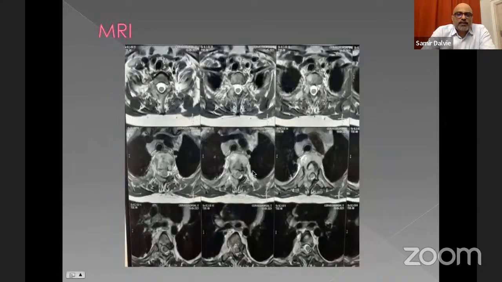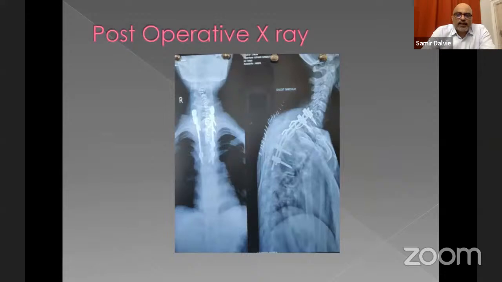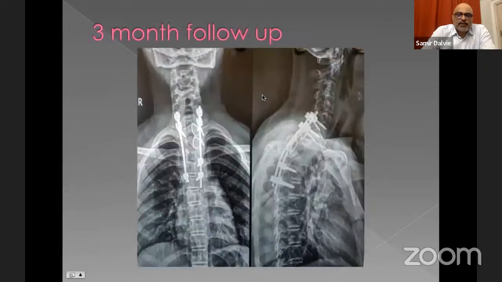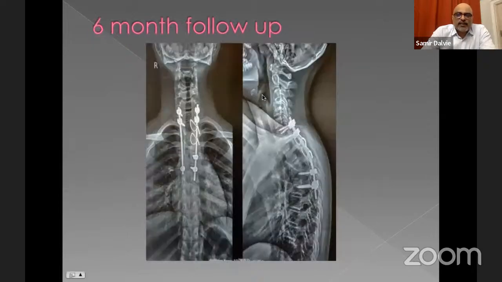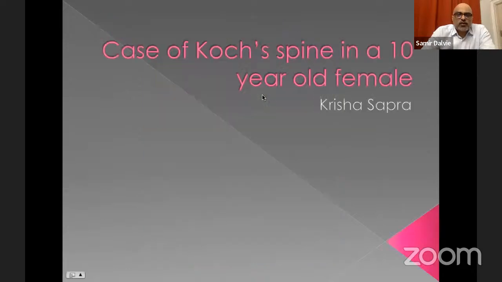So this patient I operated, and I left the cervical lesion alone to be treated in the collar. But because this patient had kyphosis, I did a posterior decompression and fixation. I used some sublaminar wires as well and did a transpedicular decompression. And this patient also recovered completely, and the deformity has improved.